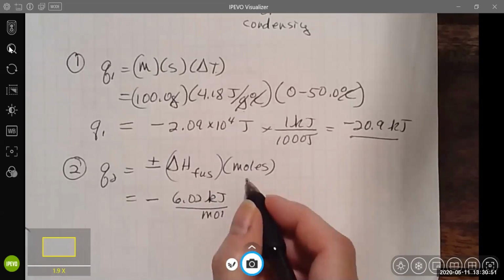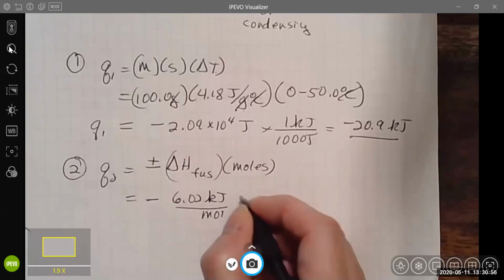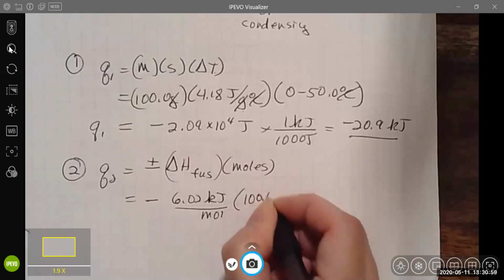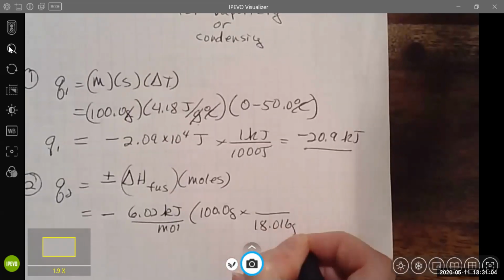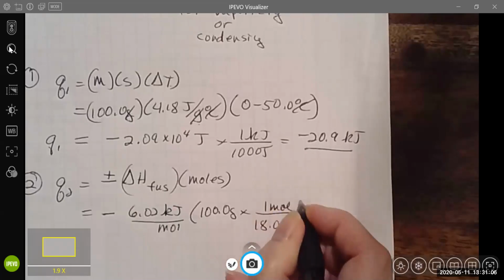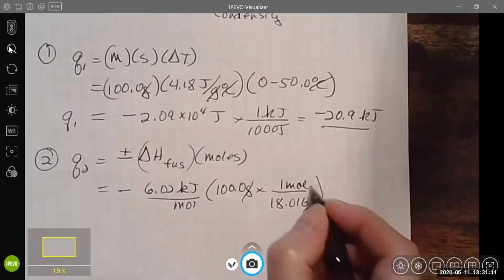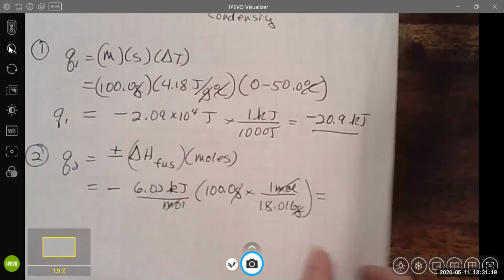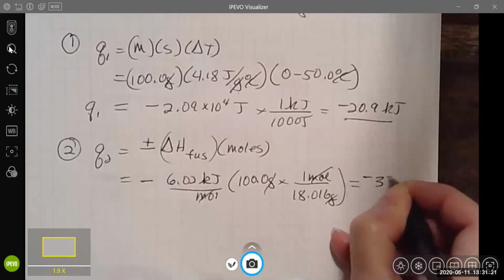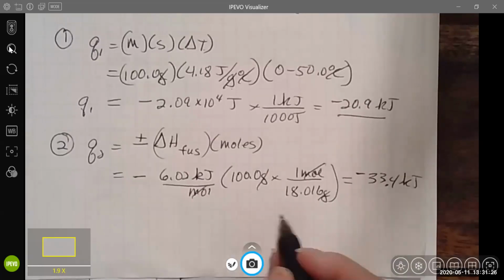Now, how many moles do we have? Well, we have 100 grams of water, so we've got to do a little conversion over here. 100 grams times 1 mole per 18.016 grams. Okay, so at that point, I'll be at moles. That'll cancel. That'll give me negative 33.4 kilojoules.